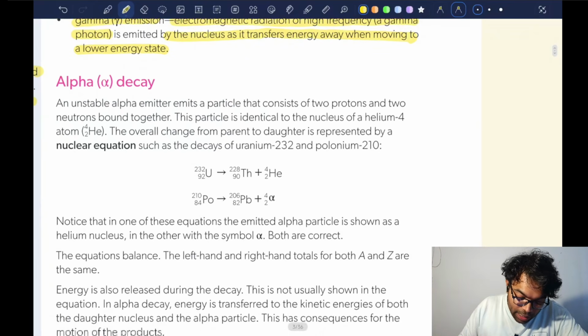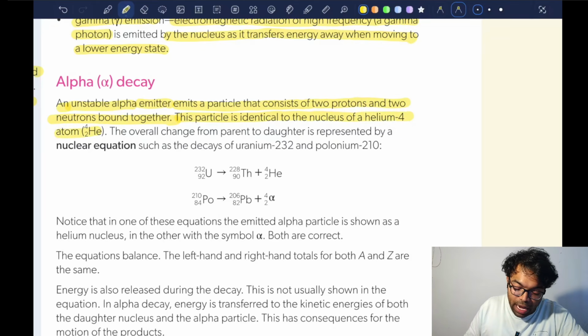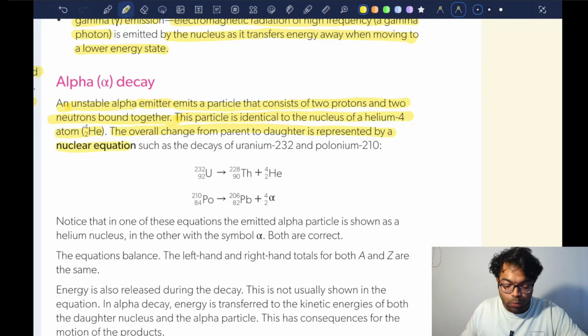Let's come back. An unstable alpha particle emitter emits a particle that consists of two protons and two neutrons bound together. This particle is identical to the nucleus of a helium-4 atom. The overall change from the parent to the daughter is represented by a nuclear equation. So this is the parent atom. Okay, when a uranium atom breaks, what does it become? It becomes thorium. Okay, thorium plus 4, what is 4? Helium 4. You get a helium.